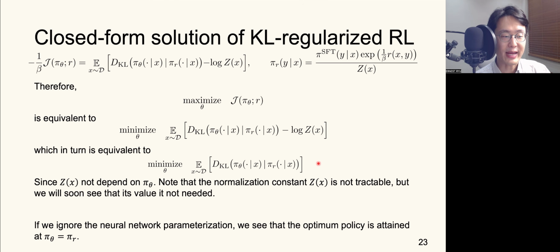Okay, so if you stare at this optimization problem, the problem is to minimize the KL divergence between pi theta and pi r, where again, pi r is defined in this way. Now, if we were to ignore the neural network parameterization, then the optimum policy for this minimization problem, or equivalently for this KL regularized reward maximization problem, would be attained at pi theta equal to pi r. Of course, because pi theta is actually represented by a neural network in our language modeling setting, it's actually a transformer, pi theta will not be able to exactly mimic pi r, but at least conceptually, the optimum would be attained at pi theta being equal to exactly pi r.